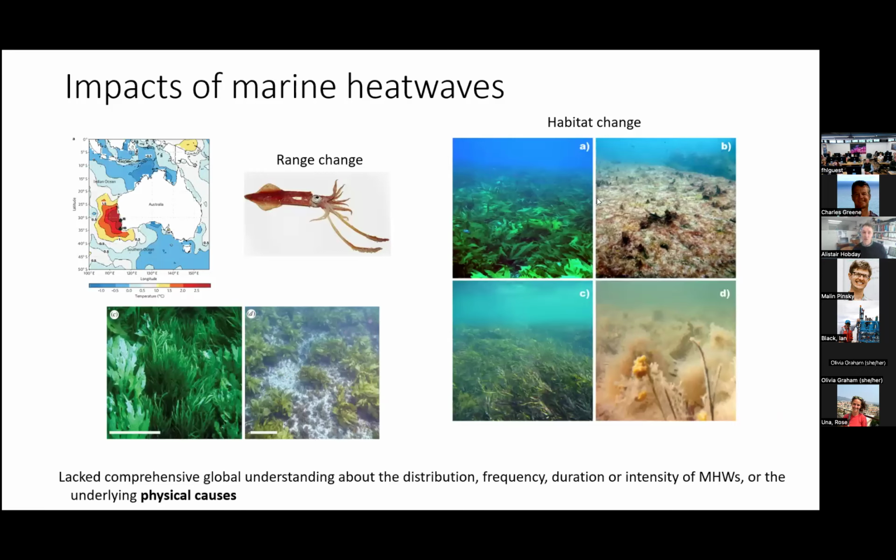We now know over that period of time since then that marine heat waves have very dramatic impacts on things like changes in range, animals moving to new locations, or habitats being impacted. In the case of the top right, lush kelp forest transitioning into bare rock and rubble, seagrass being impacted on the lower right-hand side. However, at this time, we lacked a global understanding about the distribution, frequency, intensity, or duration of marine heat waves, or the underlying physical cause. And as you'll learn during this week, there are a range of physical causes.